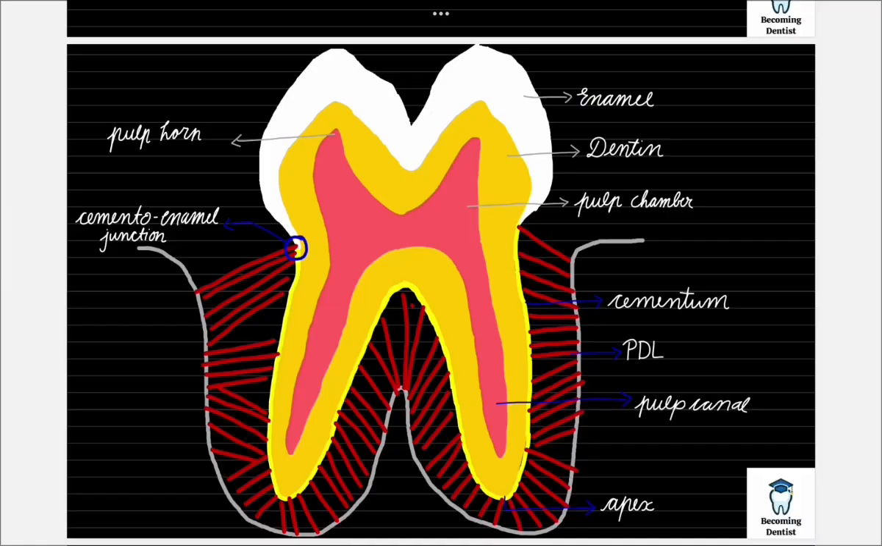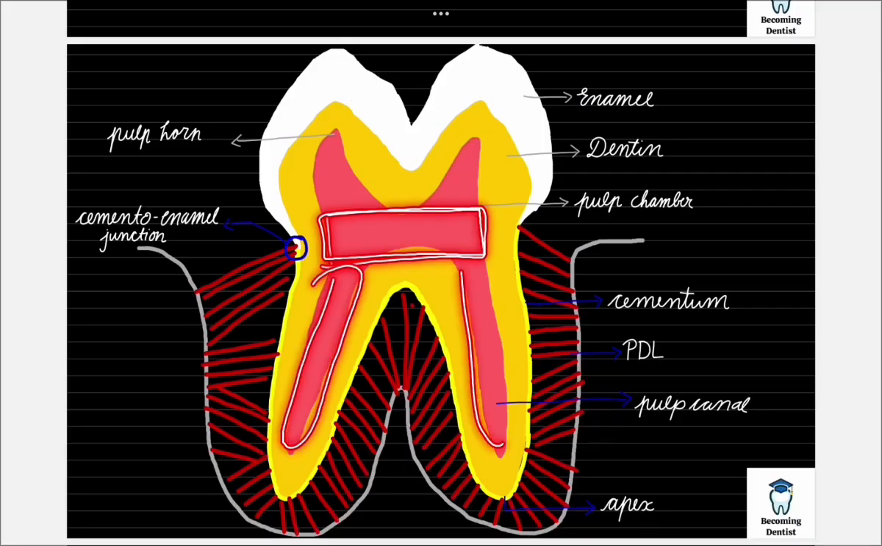Now in the crown, the pulp which is present in the crown is called the coronal pulp, and in the root it is called the radicular pulp. Here, the area which you can see is called the pulp chamber. In the crown we have the pulp chamber, in the root we have the pulp canals like this, and the extension into the cusps over here is called the pulp horns. Why? Because, as you can see, it gives the appearance of a horn.